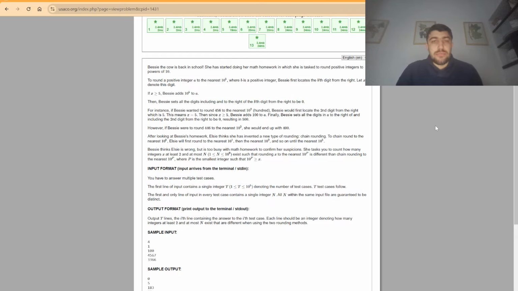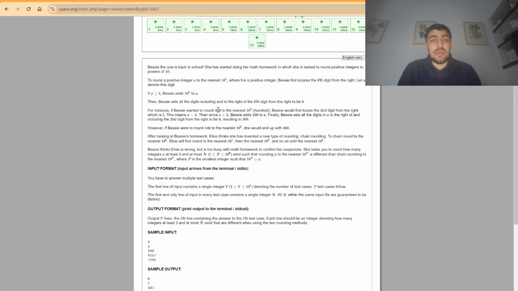So for example, we can round 446 to the nearest 100, and it would be 400. Or if we have 446, we can round it to the nearest 10, and it would be 450. And then we would round to the nearest 100, and it would be 500. And from there we would stop.